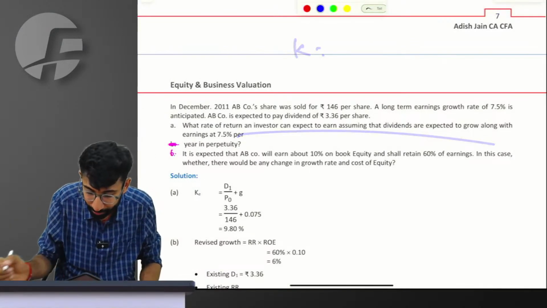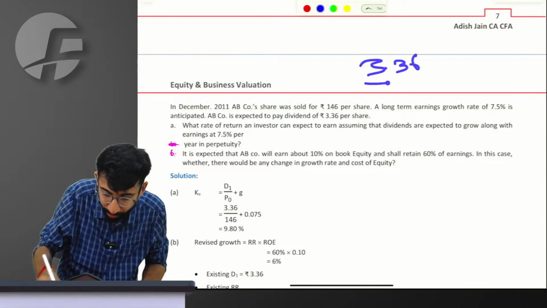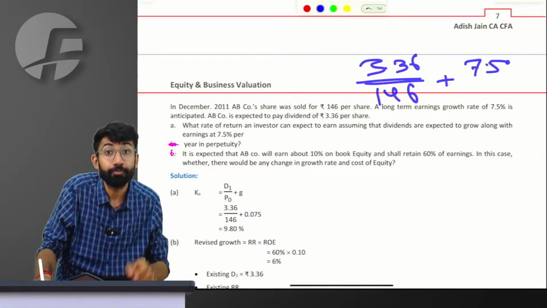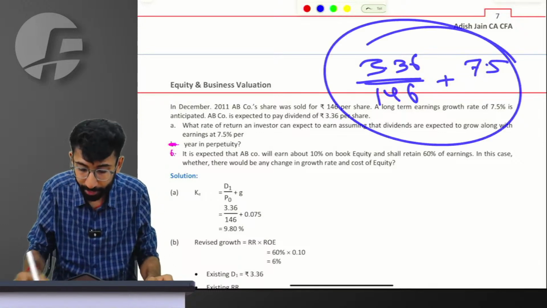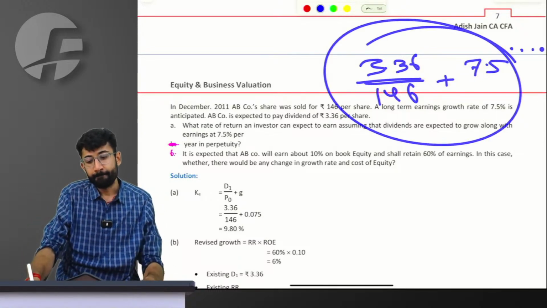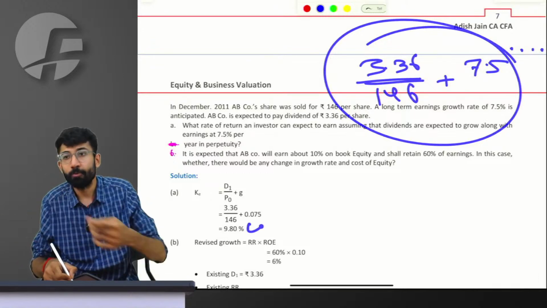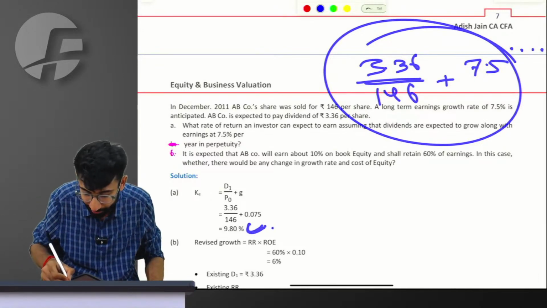Sir, KE is D1 divided by everything. So 3.36 is D1. Use your calculator, divide by 146, which is the price, plus 7.5, the growth rate of your dividends. All right, cool. Quickly, what do you get as the answer? 9.8 is being spoken as the answer in the chat box. Are we all set at 9.8?